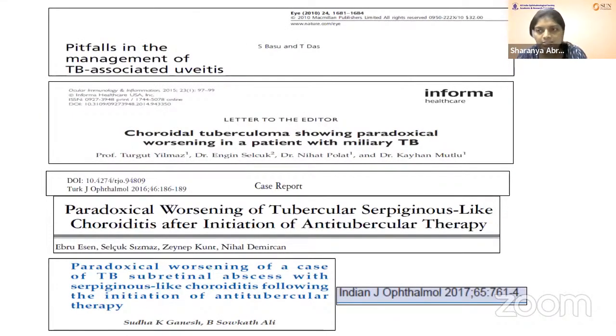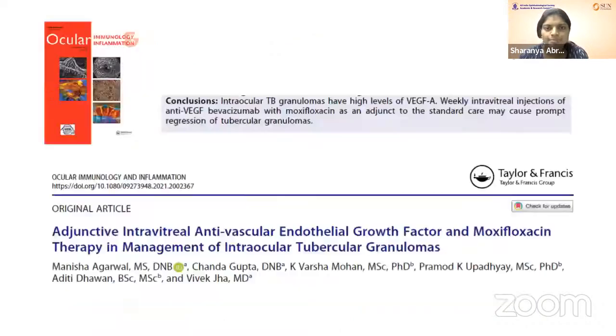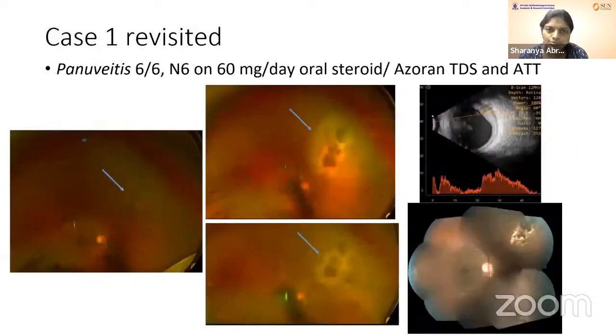These are some articles that describe a paradoxical worsening. In all, there is a worsening of the patients while on ATT, either in the form of new fundus lesions or in the form of systemic worsening, including intracranial tuberculomas. These patients are successfully treated with either intravenous or oral steroids. All of them did well with oral steroids. A recent article shows the treatment of tubercular granulomas with anti-VEGF injections along with moxifloxacin. In this study, all 10 out of 10 patients received a standard of care, which is corticosteroids.